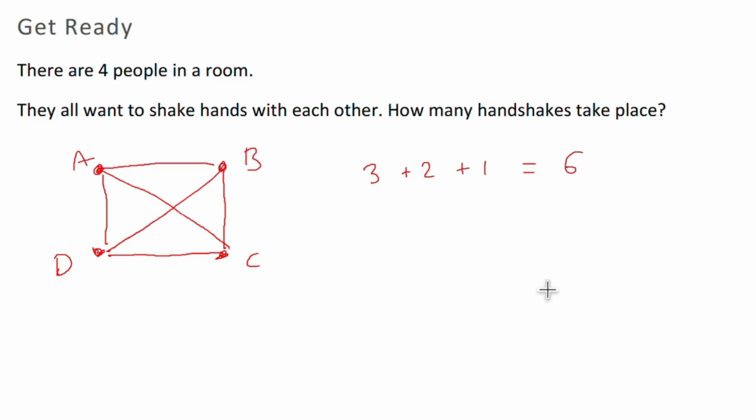Actually, these are the triangle numbers, and the rule for n people is the rule for triangle numbers, which is n times, so in this case 4 times 3, which is n minus 1, divided by 2. This is the rule for the triangle numbers. So this is the rule for the number of handshakes that take place for n people.